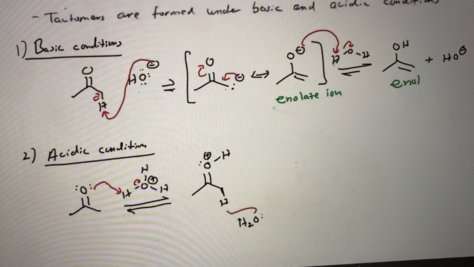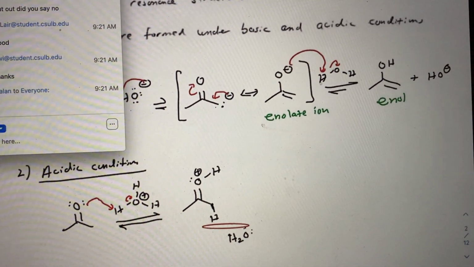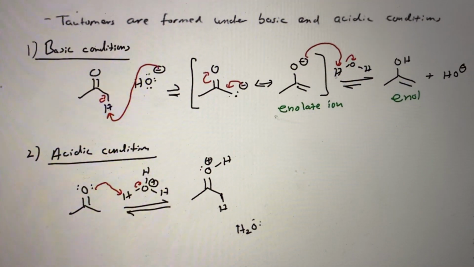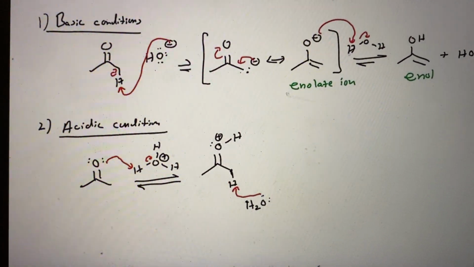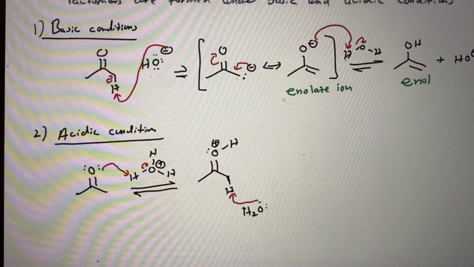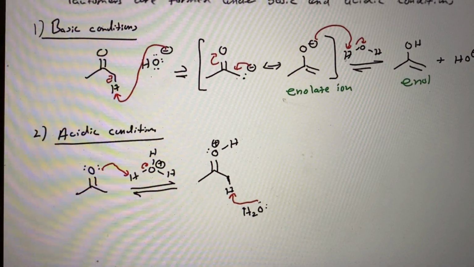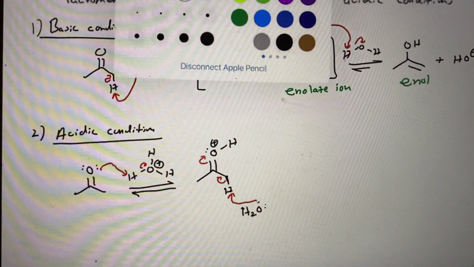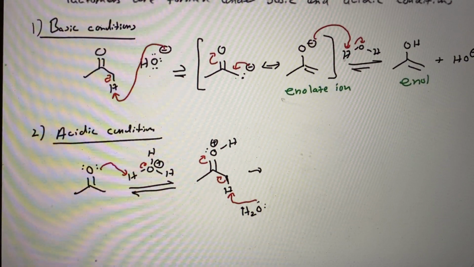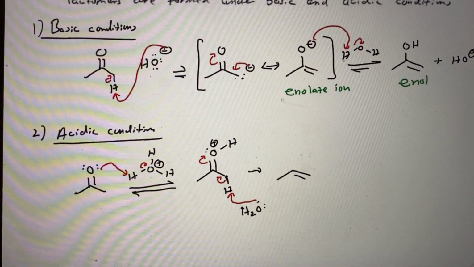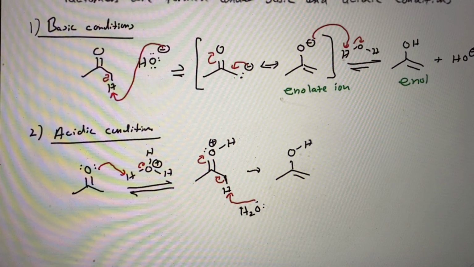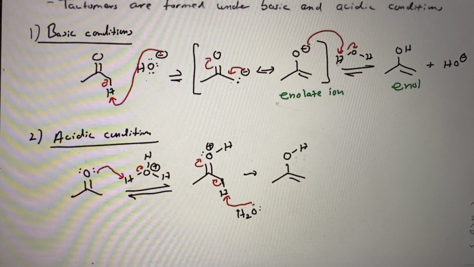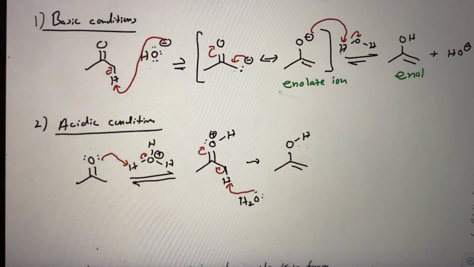pick up a proton here. Oops, I don't know what happened with that circle. Let's have water pick up the proton that we have here. And then let's move these electrons in here and then out onto this oxygen. Let's see what we get. So I have a double bond now. And let's see what am I doing here.